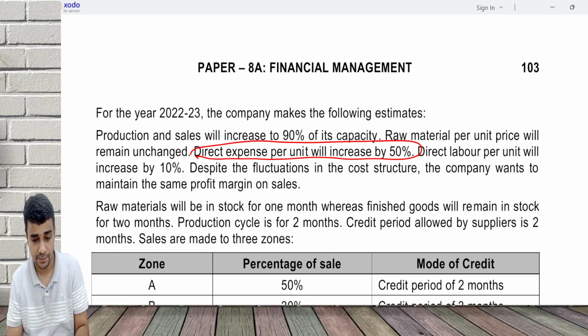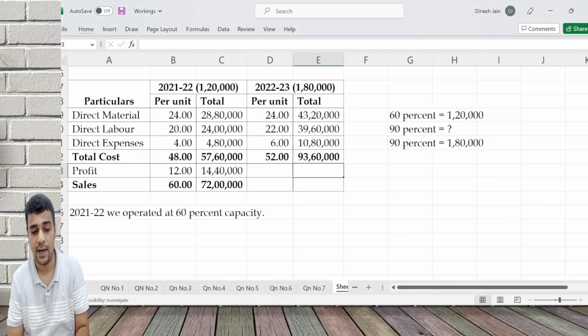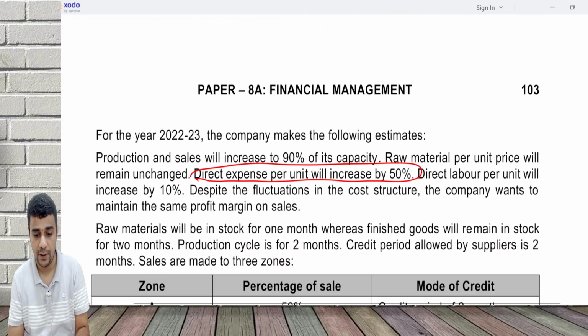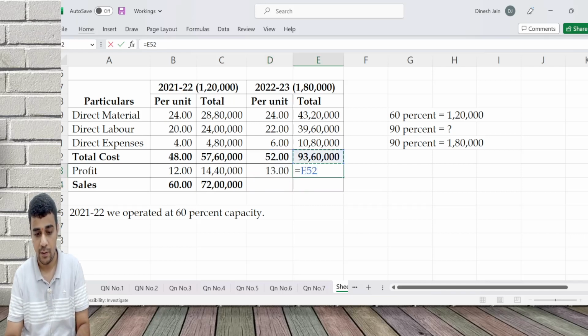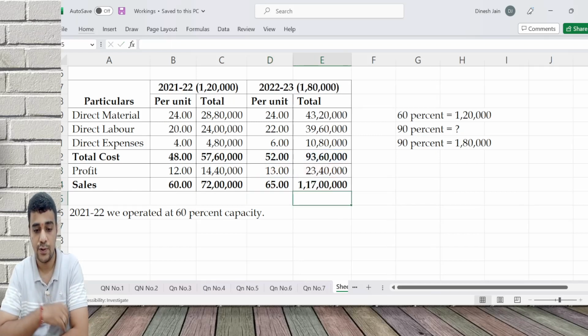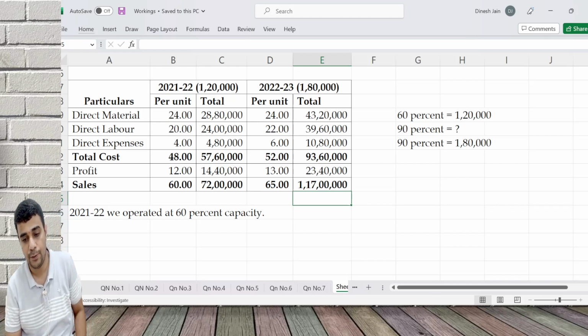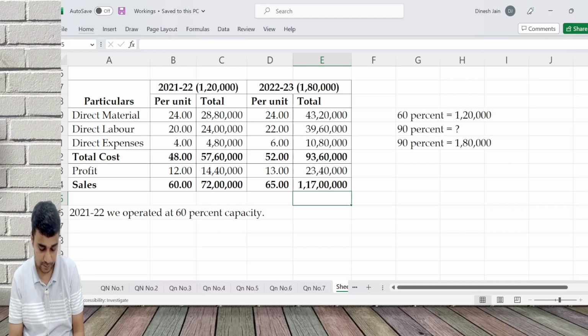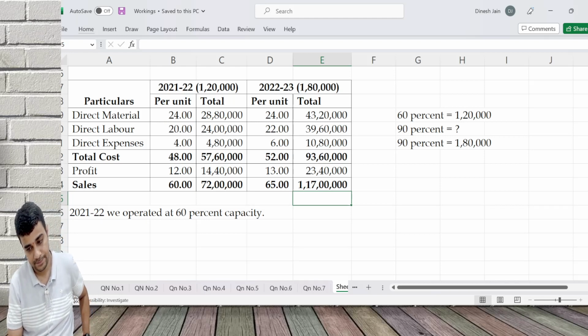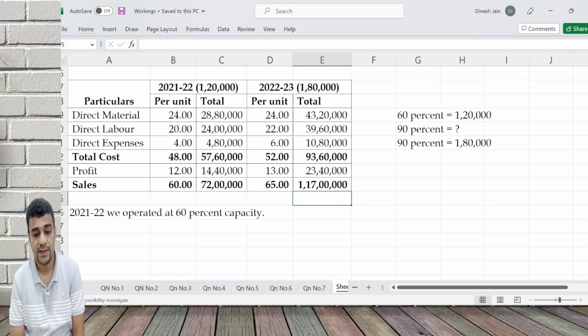Now the profit margin is the same. I want to maintain the same margin. Earlier it was 1 by 4 on cost, 1 by 5 on sales, whatever way you want to call it. Sales goes up from 72 lakhs to 1 crore 17 lakhs. Complete this. If there are doubts, let me know. This is the most important part. Profit margin of 1 by 4 on cost, or technically 1 by 5 on sales. Once this is done, we can do estimation.